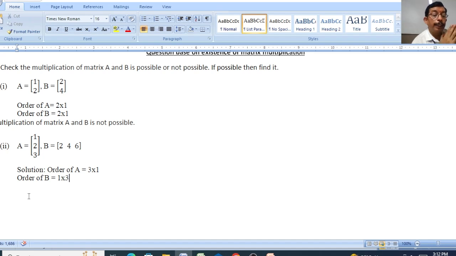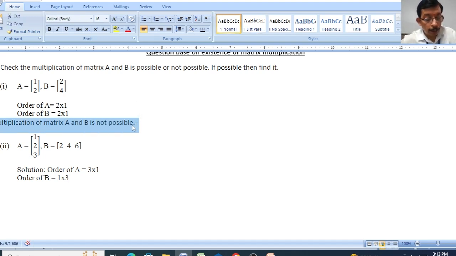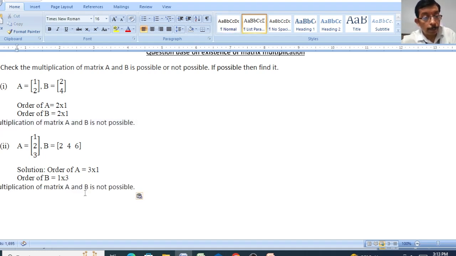Now we see that the number of columns in the first matrix A is 1. The number of rows in matrix B is also 1. The column count of A and the row count of B are equal, so the multiplication is possible. It is clear: the multiplication is possible, and find it.